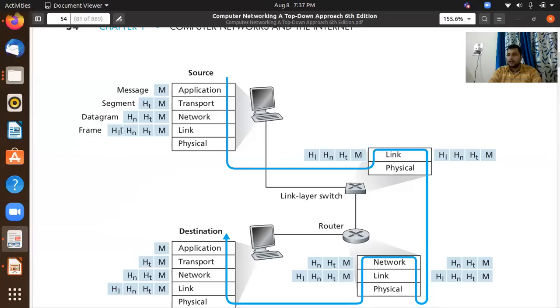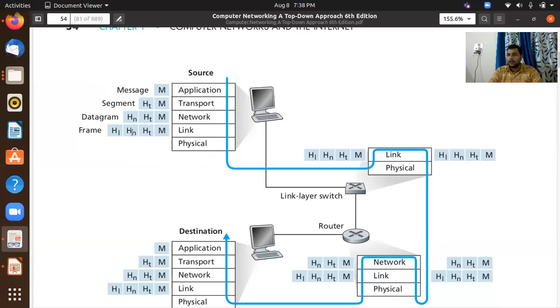The network layer will add certain other header information based on the requirement, and then it will encapsulate everything, and that is called a datagram or packet. It is not only a datagram, it is also considered a packet. Then it will pass it on to the link layer. The link layer, based on the technology, makes a frame out of that.